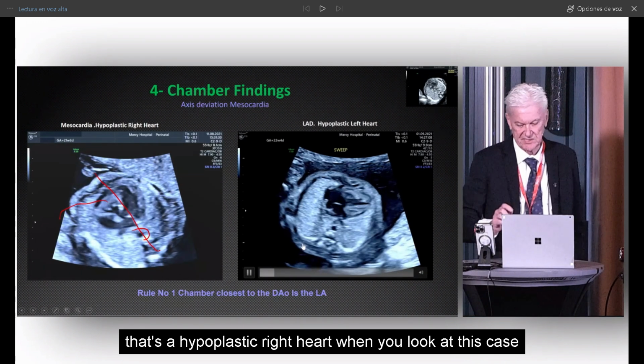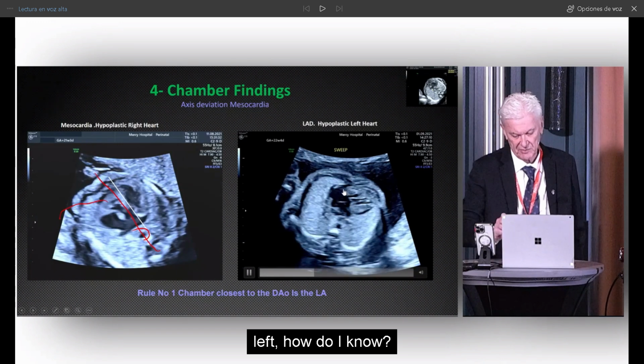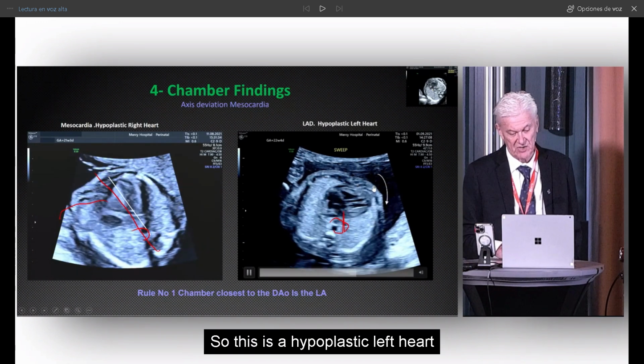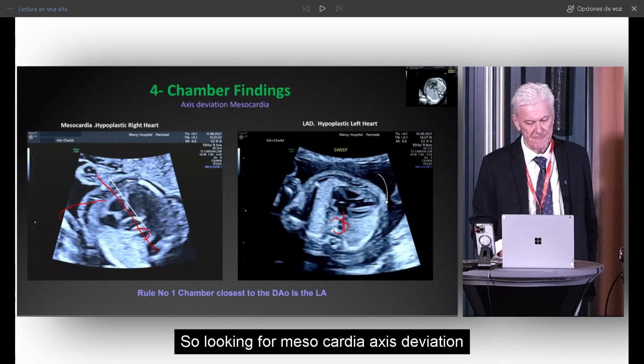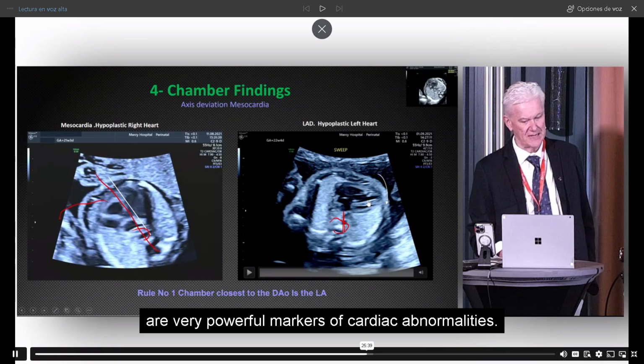When you look at this case, the apex of the heart is rotated to the left. How do I know? Because that's the descending aorta. So this is a hypoplastic left heart with left axis deviation. So looking for mesocardia and axis deviation are very powerful markers of cardiac abnormalities.